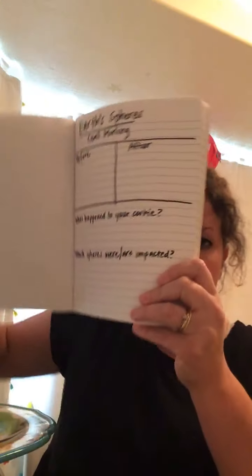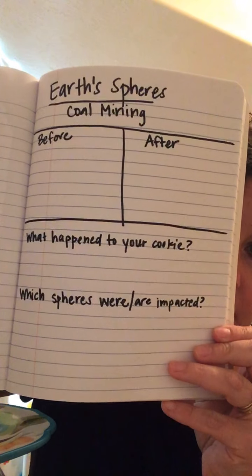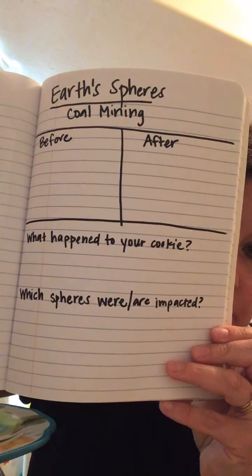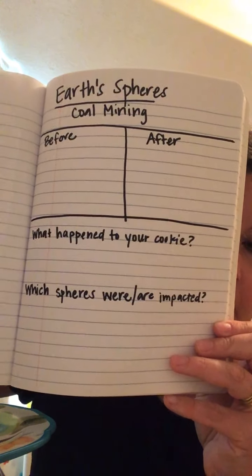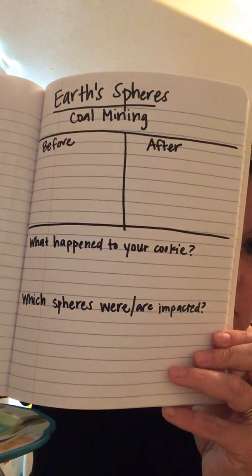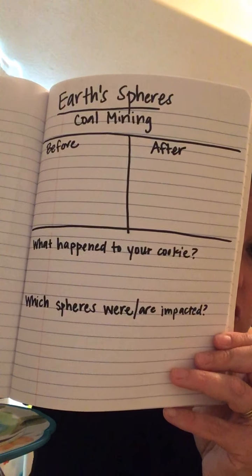So this is what you're going to do in your notebook. Now you might have to pause it for a sec so you are seeing what you're writing down. This is what I want it to look like. So go ahead and pause the video. It should say Earth spheres, coal mining, because that's the experiment we're doing today. Now there's a before and an after picture. You're going to draw a picture of your cookie before, when it's still intact with all its chocolate chips.